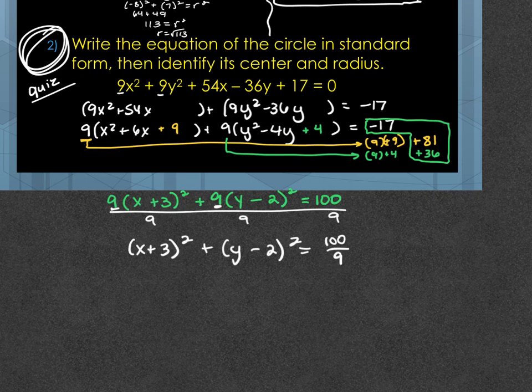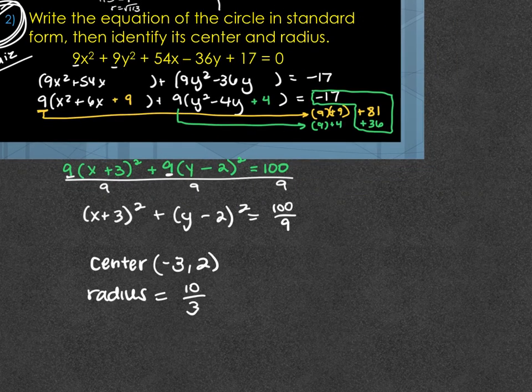So if I'm doing this in the quiz, I would go through those steps. And then it's going to ask you specifically for your circle to graph it. So I'm going to graph this and also identify the center and the radius. So the center, negative 3, 2, and the radius is the square root of 100 over 9, which is 10 over 3.